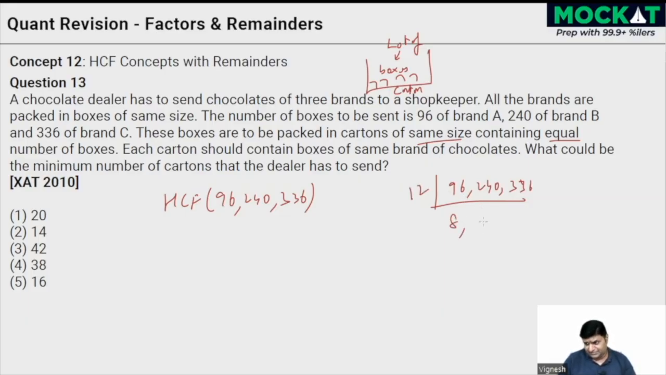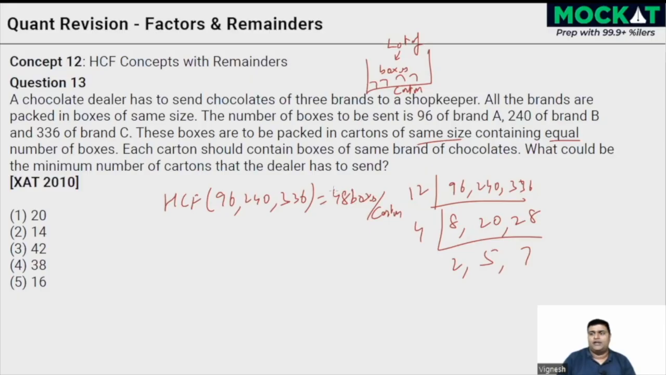8 over here, and then 20, and 28. 2 12s are 24, and then an 8 again. And I know that 4 is definitely divisible by all of them. So you divide by 4, and you're going to get 2, 5, and 7. Now, what is asked over here? What could be the minimum number of cartons that the dealer has to send? HCF over here, 48 boxes per carton.